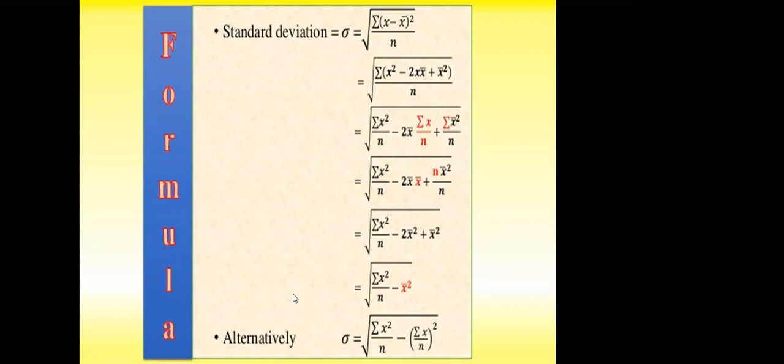Mean deviation can be computed from the mean, median or mode. On the other hand, standard deviation is always computed from the mean, because the sum of the squares of the deviations is taken from the mean. So this is the formula of standard deviation.